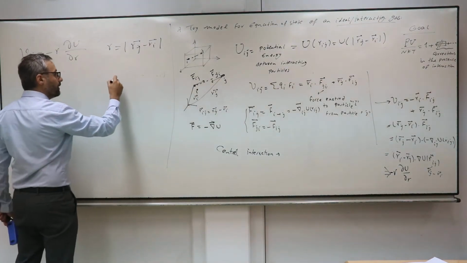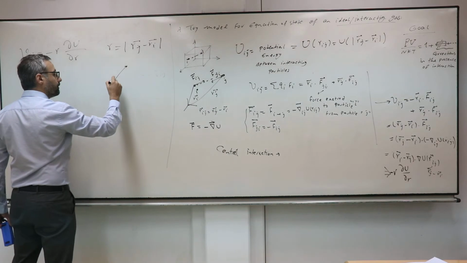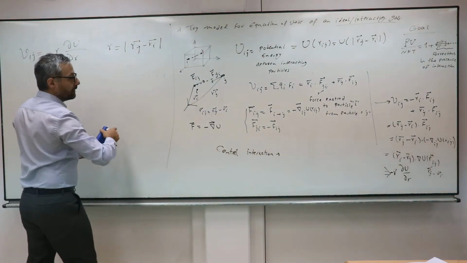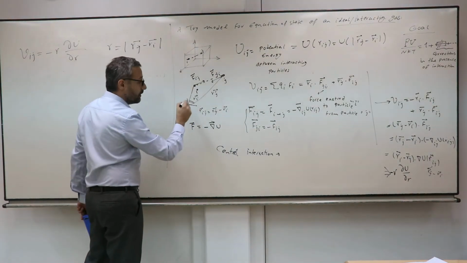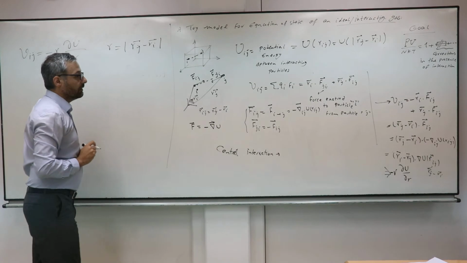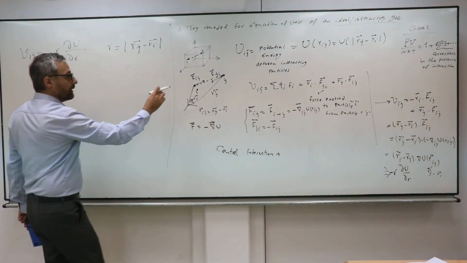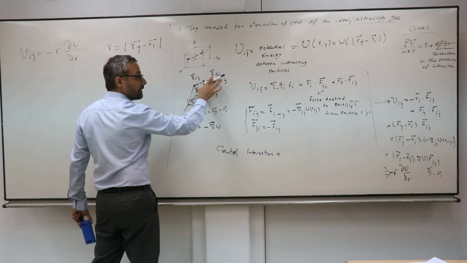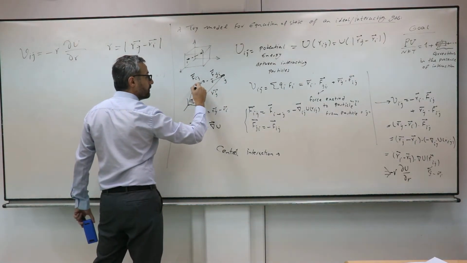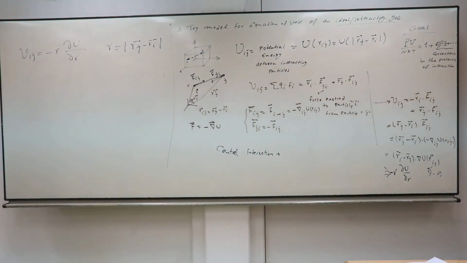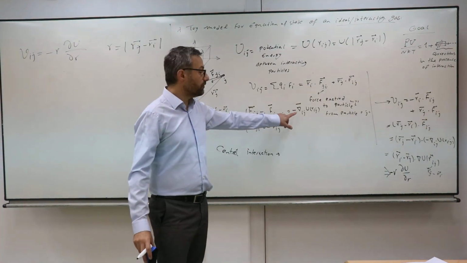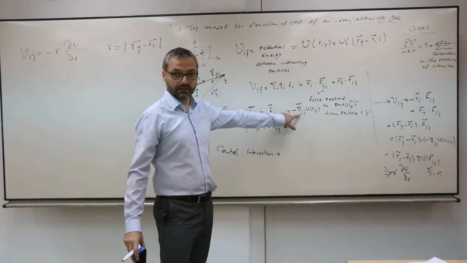See the picture: this is Ri and this is Rj. So they have an angle also, alpha. But in the variable, only the distance between them appears. From here to here we call it r. No angle. This is thanks to the central interaction. If you relax this assumption, everything will be destroyed.